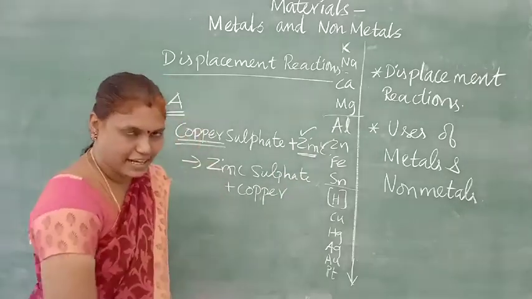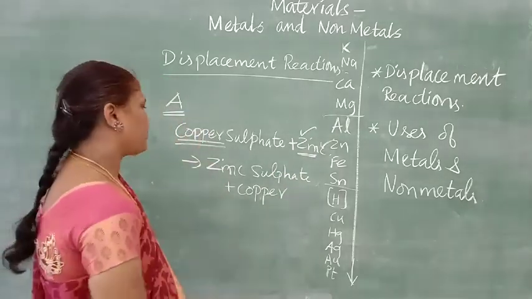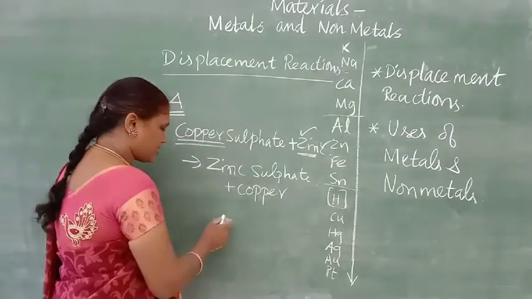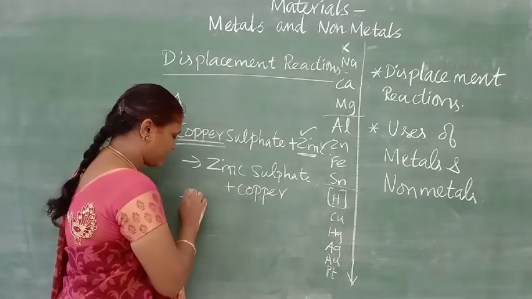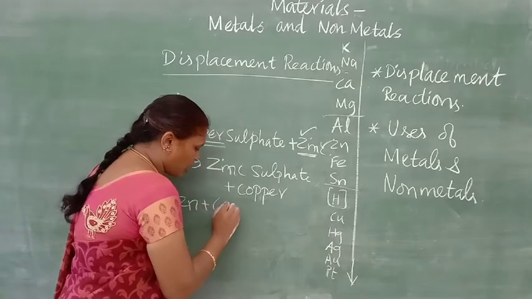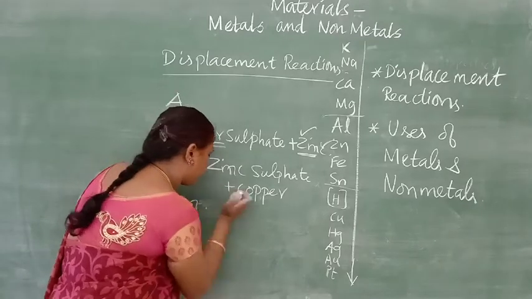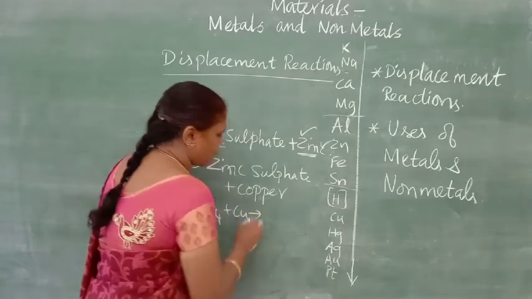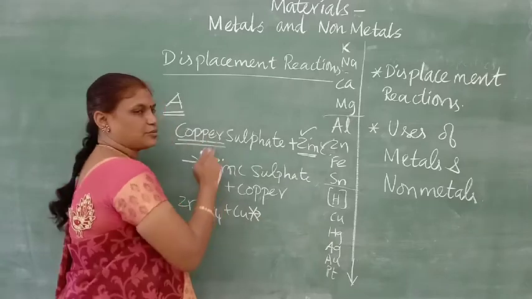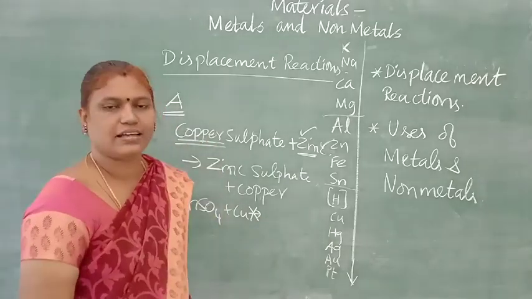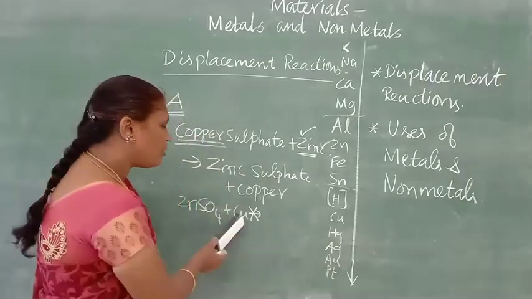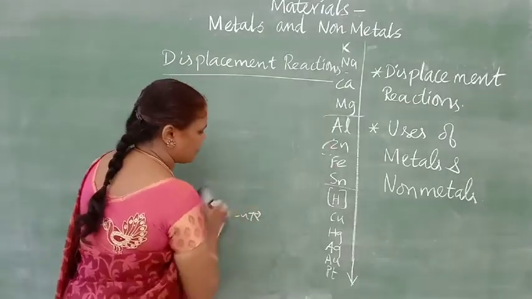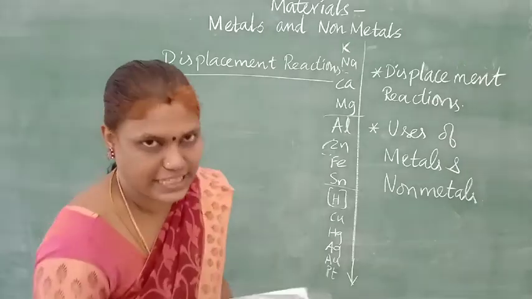The reaction takes place because zinc is a high reactive metal and this is a less reactive salt solution. But the reverse reaction, zinc sulfate plus copper giving zinc plus copper sulfate, will not take place, because copper is low reactive. So a high reactive metal can displace. So in the first beaker, the reaction takes place.